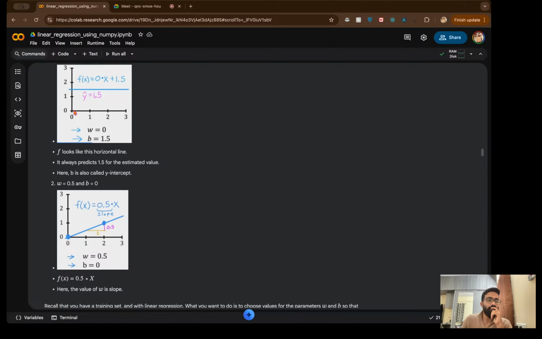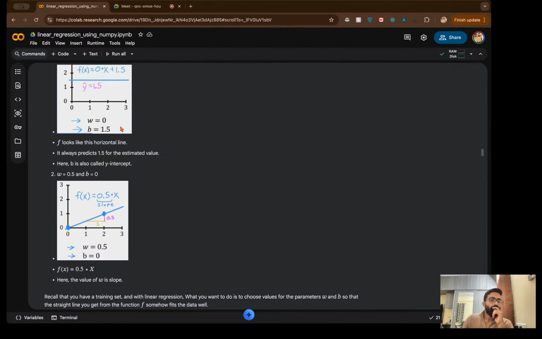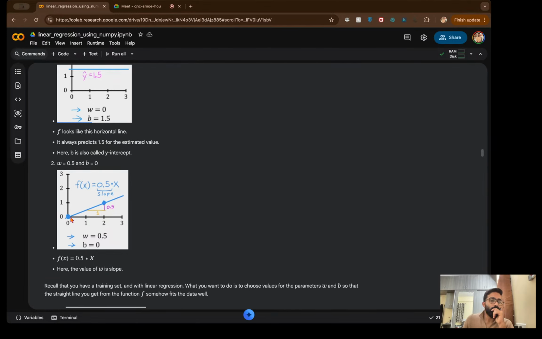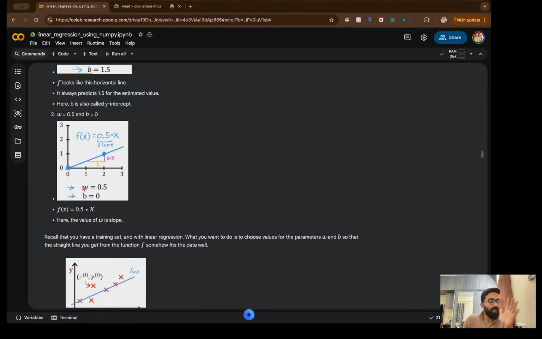Are you getting what I am trying to tell you? This is b, 1 and 0.5. This is 1.5. And if b is equal to 0, the line will cross the origin because it is intersecting the y axis at the origin only. That is why b is equal to 0. We are just taking an example to understand the W and B relationships, how they will manipulate the line, right?